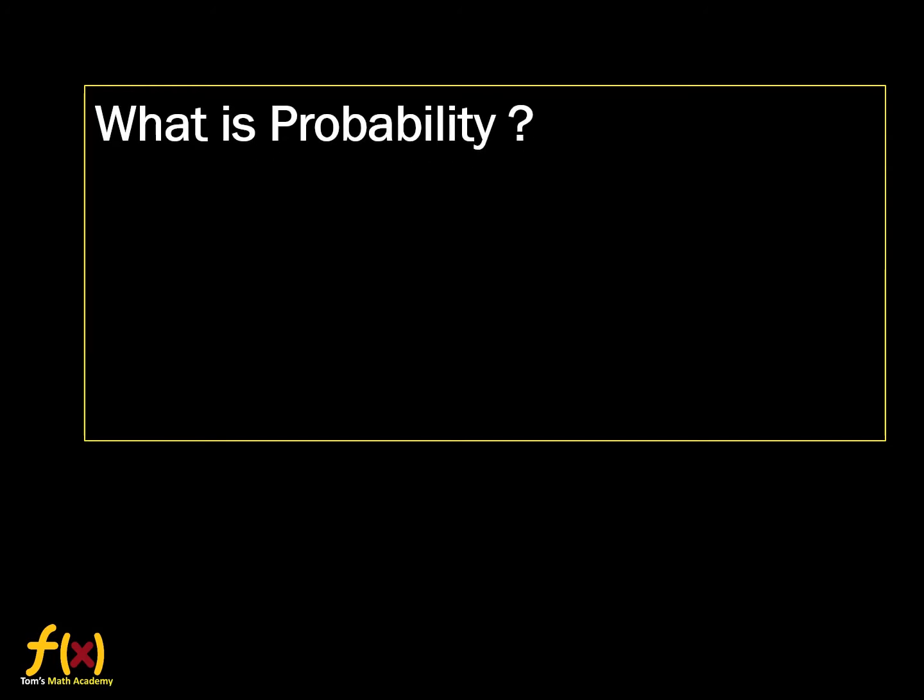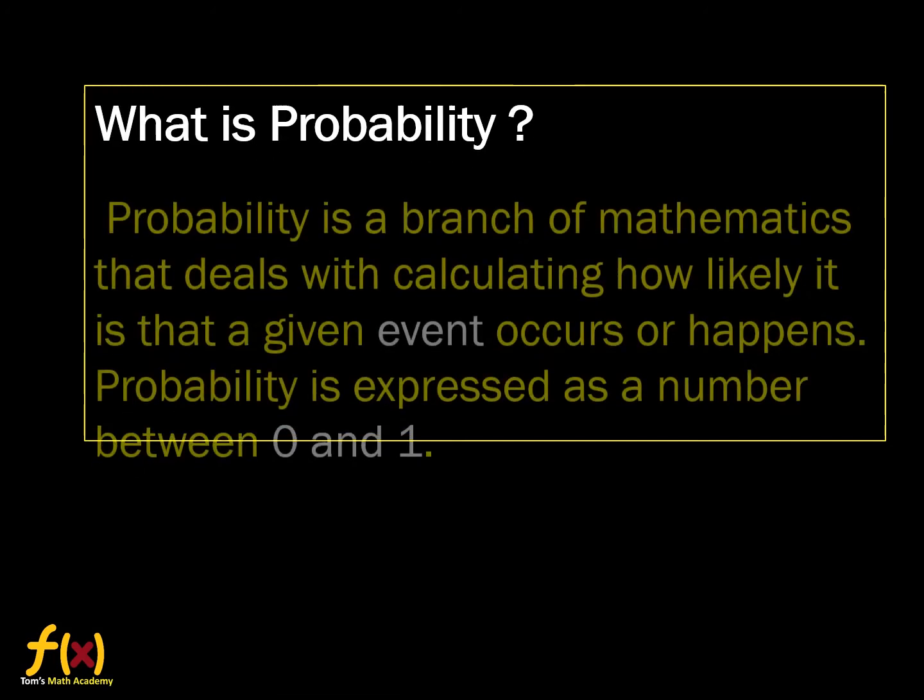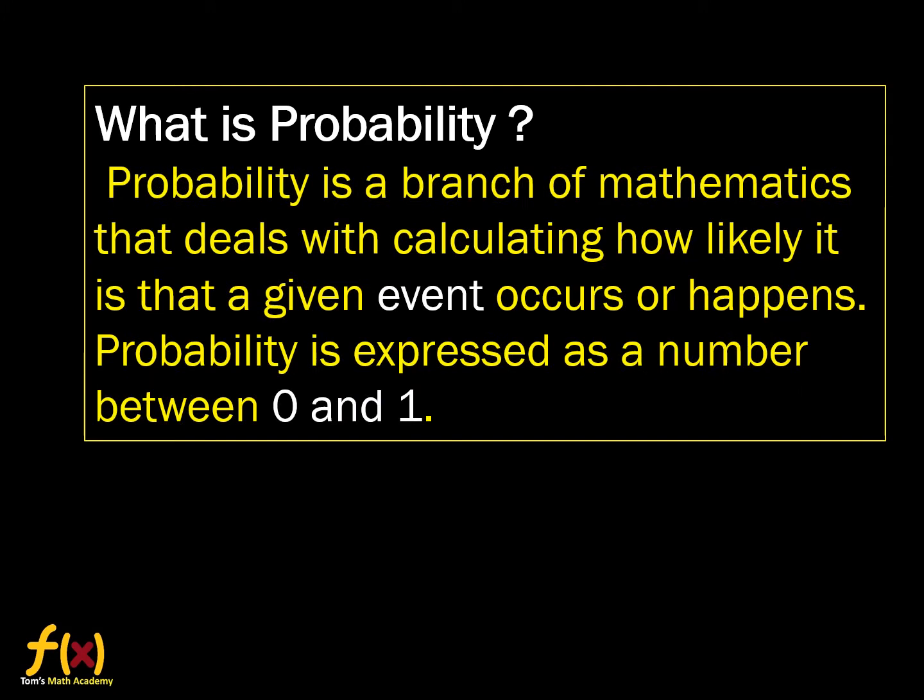What is probability? It's a branch of mathematics that deals with calculating how likely it is that a given event occurs or happens. What is an event? Flipping a coin and getting a head is an event. Or when you roll a die, getting 3 dots is an event.